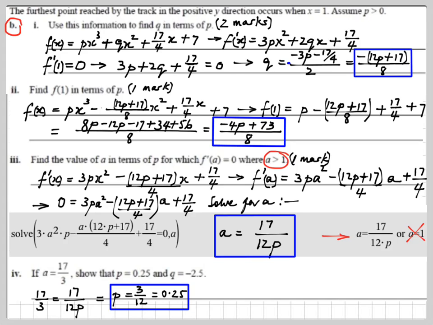Where's q? Come in, q. Oh, there's q, up the top right-hand side of the page. There's q in terms of p. We've got p, so we can do it. Thank you, q. So we can just plug and play. And, oh, look at that. 12p, if p is a quarter, then 12 times a quarter is 3. 3 plus 17 is 20, so it's minus 20 over 8. And let's simplify that. That would be minus 5 over 2, which is exactly what they said, minus 2.5.